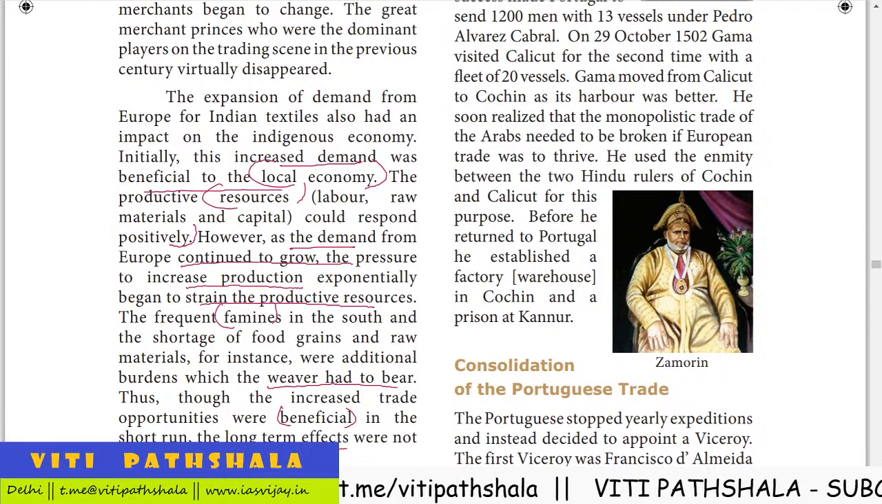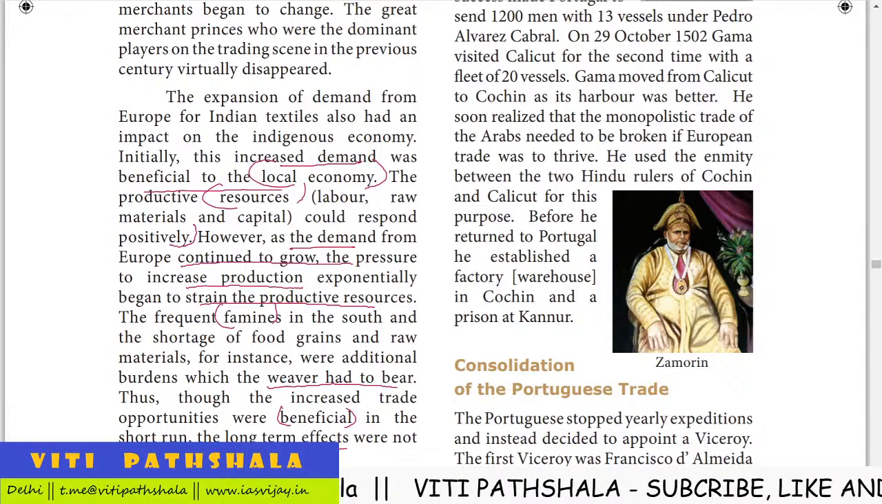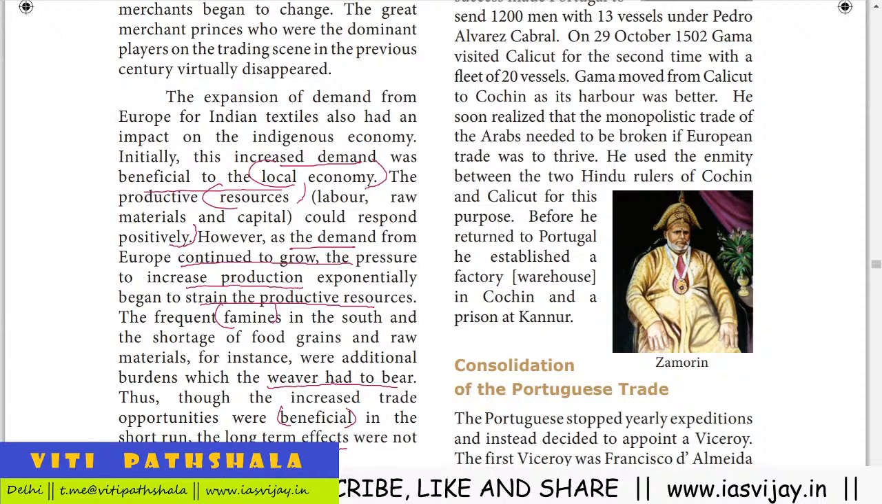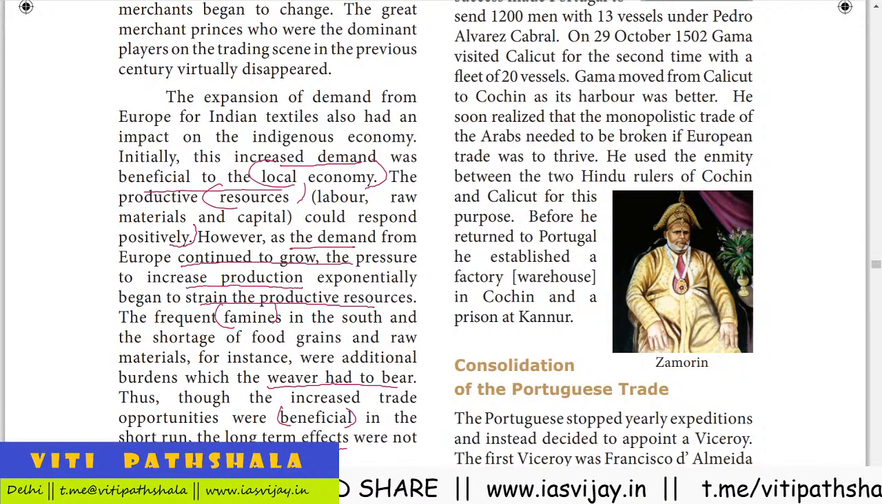So as the demand for your product will increase, you should be backed by the supply also, and that was not the scenario in the long run.